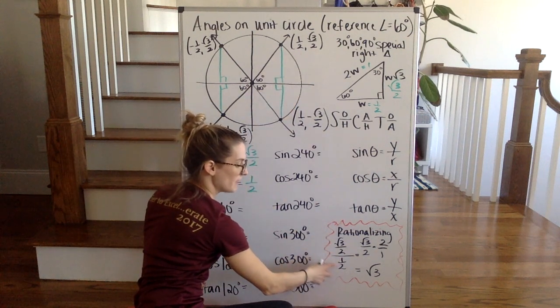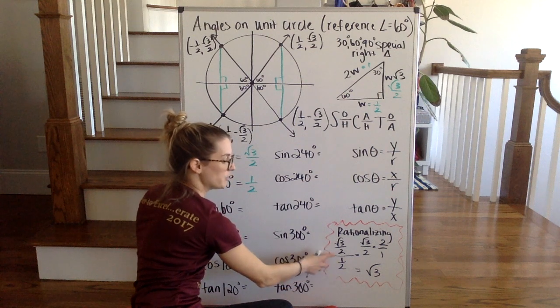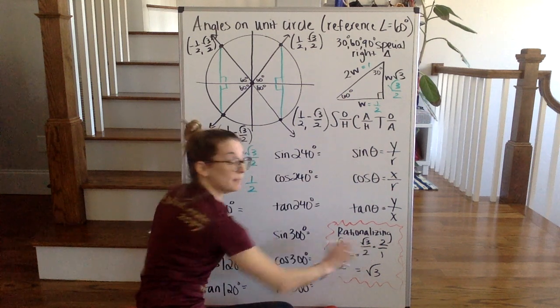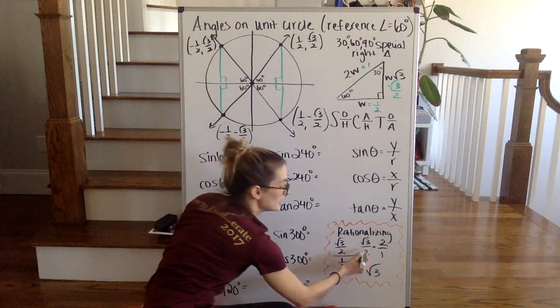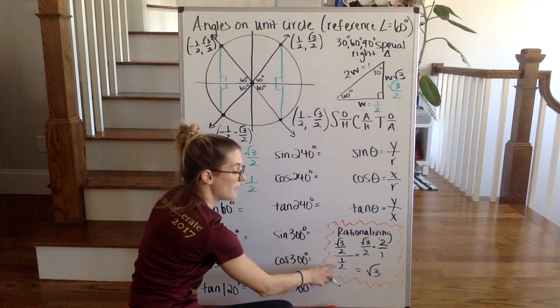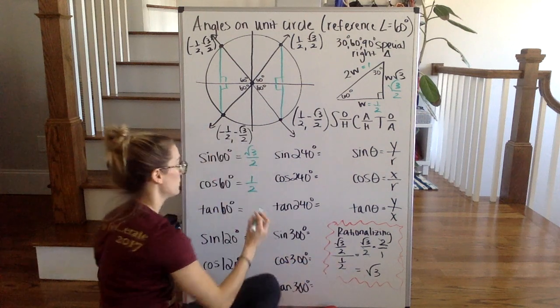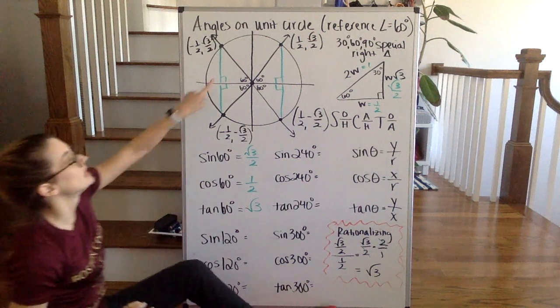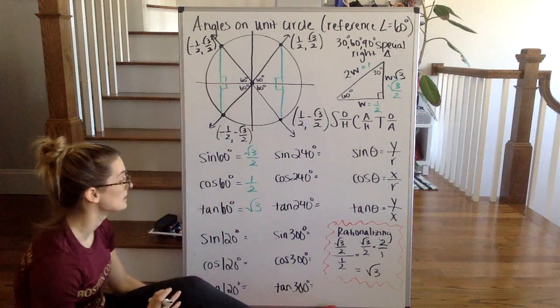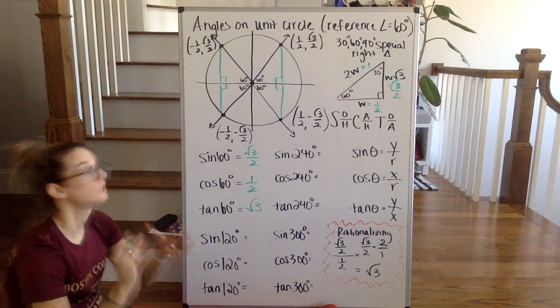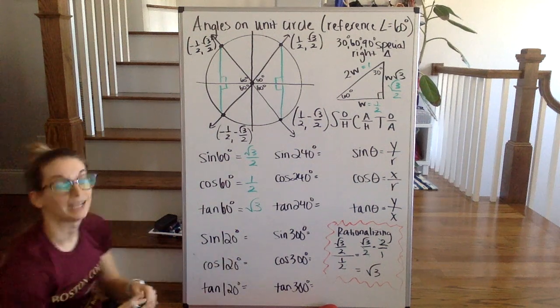Root 3 over 2 divided by 1/2. Remember, keep, change, flip. If you are dividing by a fraction, turn it into multiplying by a reciprocal. And what happens is these 2's cross cancel, and therefore, root 3 over 2 divided by 1/2 is just root 3. That's the tangent of 60 degrees. Moving into quadrant 2, 120 degrees. I'm going to see the exact same values repeat. I just have to figure out which ones become negative.